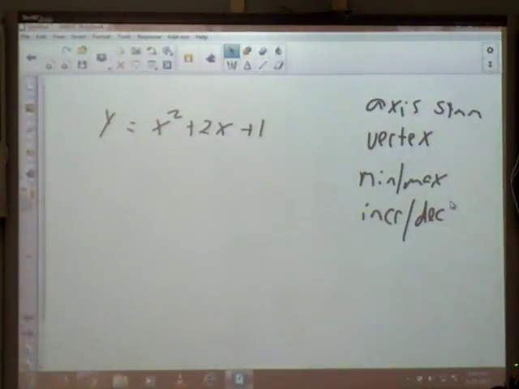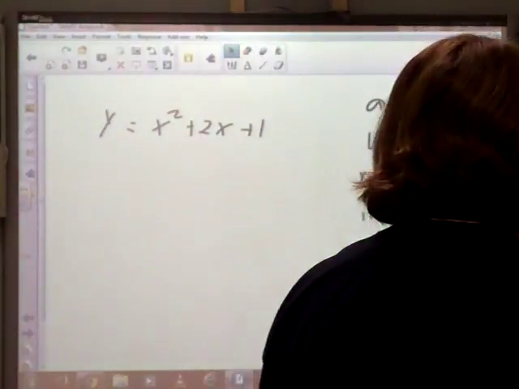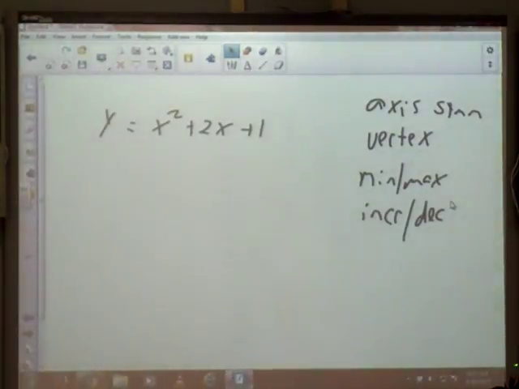Would you leave the line of symmetry as a fraction? You don't get a fraction on it. Negative b over 2a. That's where I messed up. Because your a is 1, so 2 times 1 is 2.